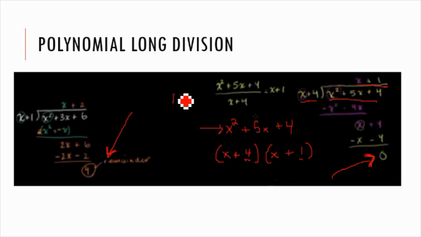It's the same as saying that I'm going to divide 10 by 5. Well, 5 goes into 10 twice. 5 times 2 is 10. If I subtract that, I'll get a remainder of 0. Well, that tells me that 5 and 2 are factors of 10.